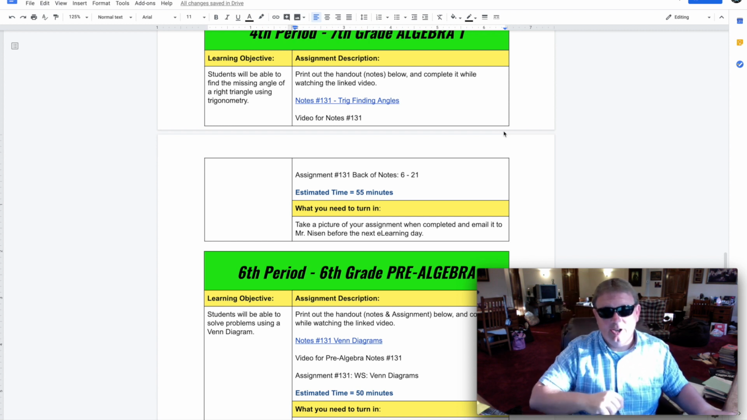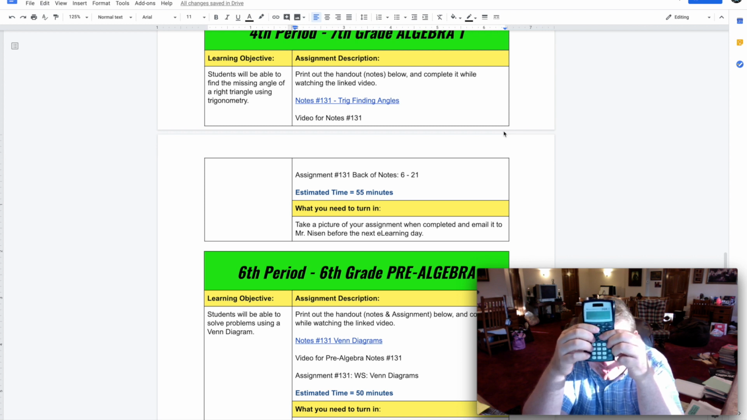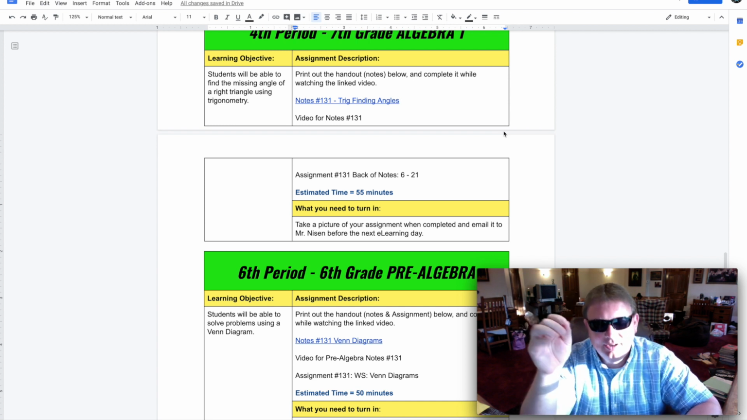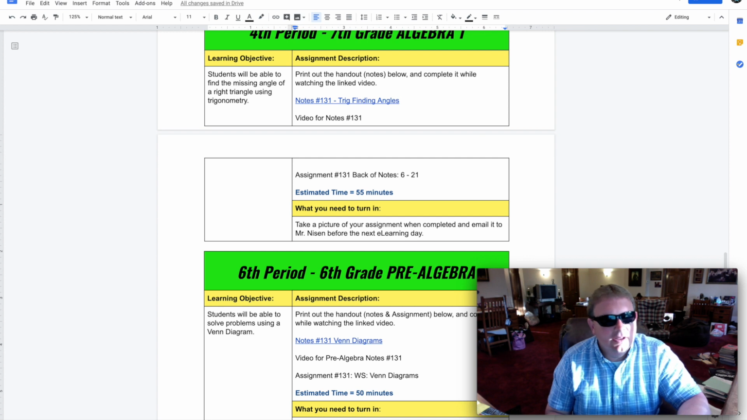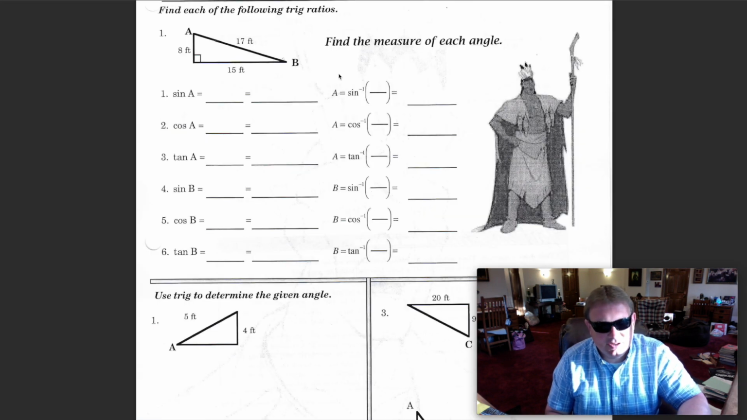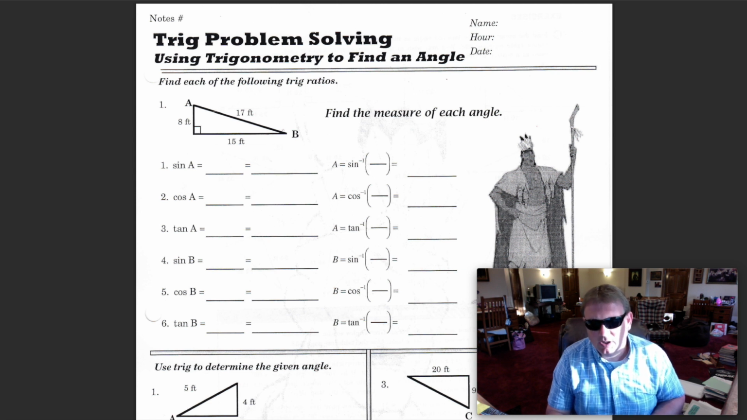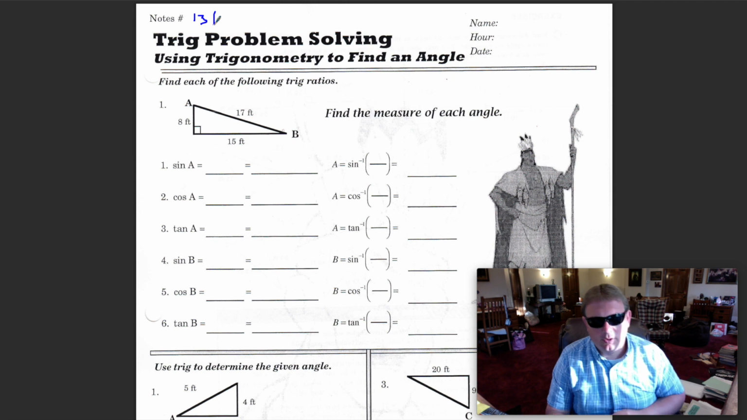Today we're going to show you the words above the buttons that have the little negative ones. We're going to use our shift button to get to that. So every time on a problem today, you're going to hit shift, and then you're going to hit sine, cosine, or tangent to find an angle. So we're going to talk about that. On today's notes, this is notes 131, and we're going to review and show you how to do this.